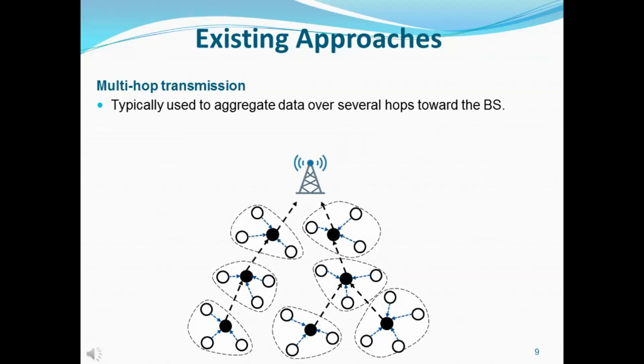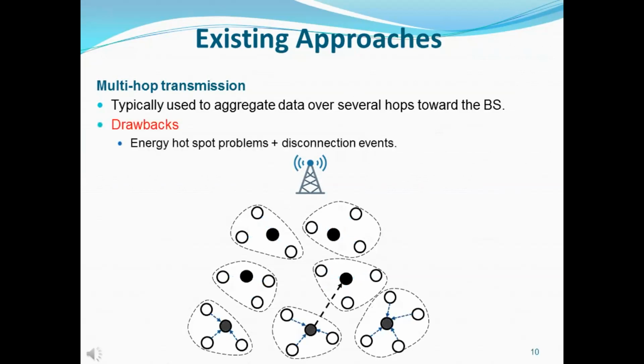The second model is the multi-hop transmission. This model is typically used to aggregate the node data over several hops to reach the base station. This model is more efficient, however it suffers from an energy hotspot problem. Indeed, nodes or cluster heads near the base station will exhaust most of their energy earlier due to the aggregation of other data coming from the routing tree, which will lead to a disconnection event.